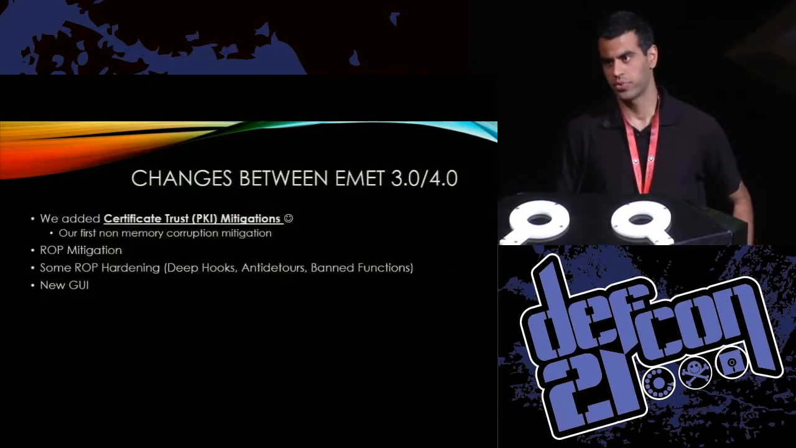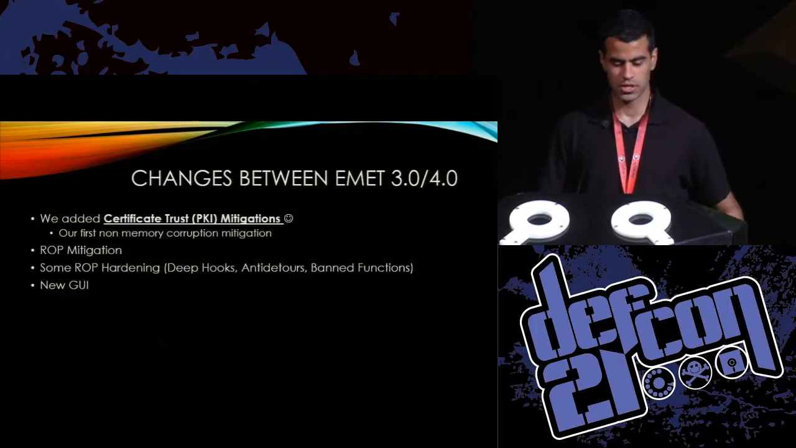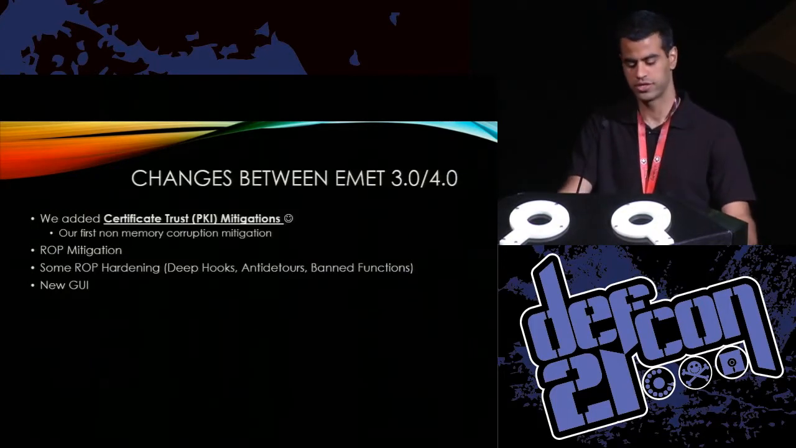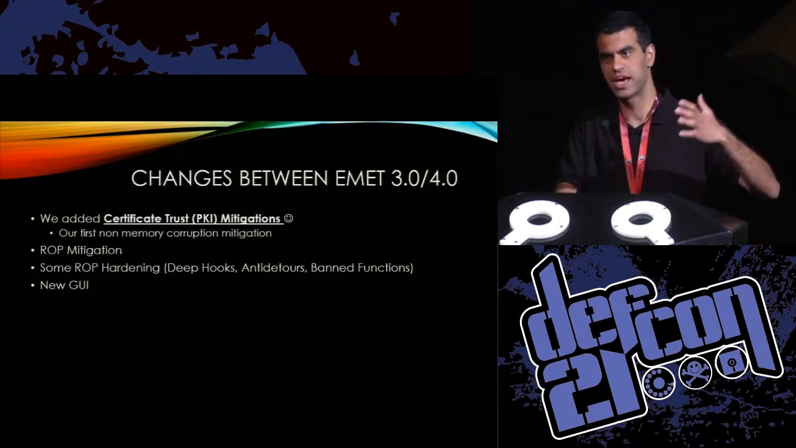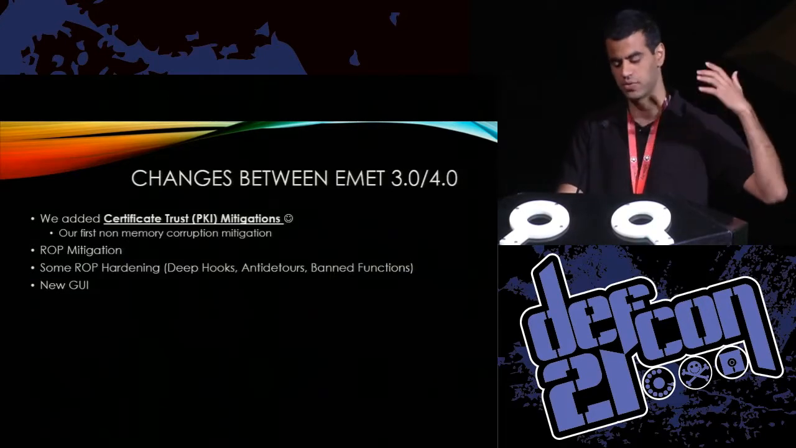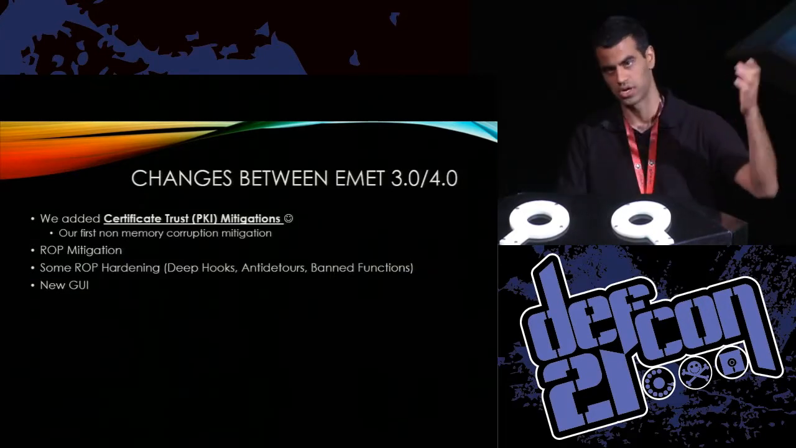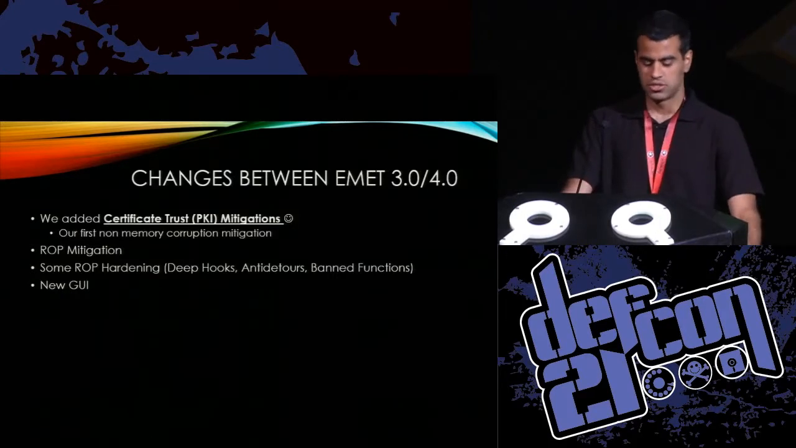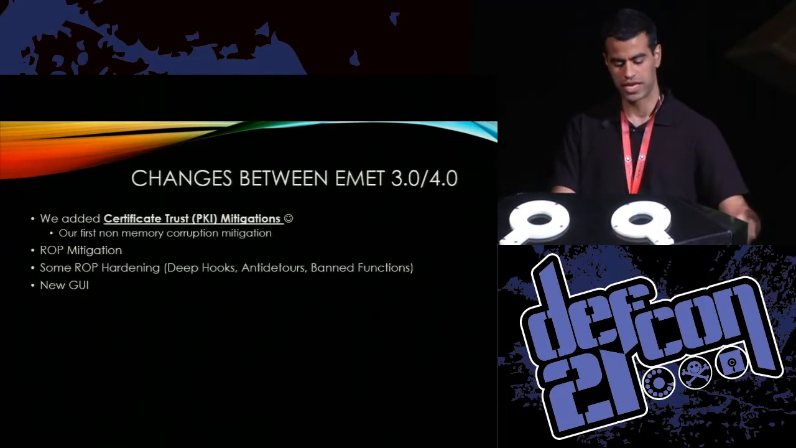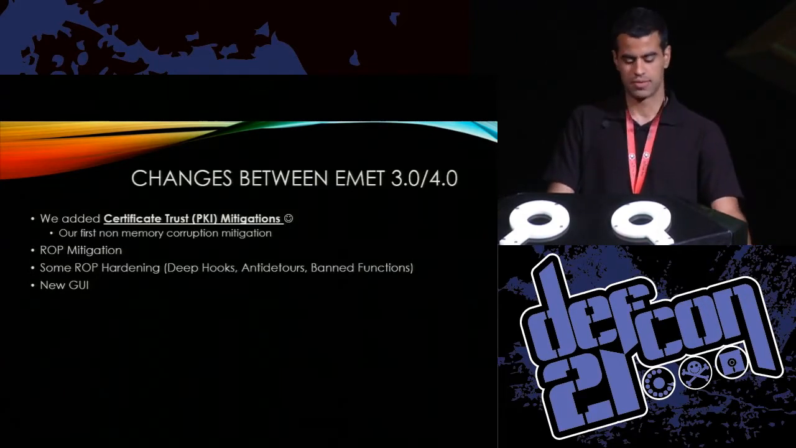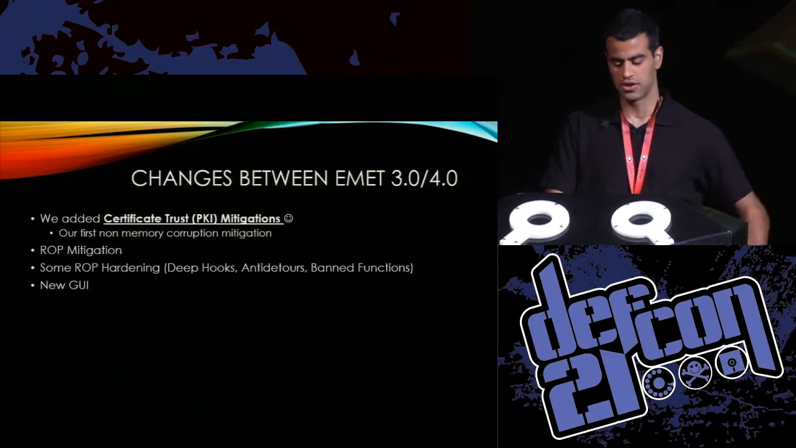Some changes between EMET 3.0 and 4.0. First of all, we added the certificate trust PKI mitigation. A lot of talks this year at Defcon have been about man in the middle and abusing PKI. I'm not saying that PKI itself is bad, but sometimes it can be weakly or badly implemented, like if you use short keys for your roots. So that was a mitigation we added for that. We added a mitigation for ROP exploits and some hardening for those ROP mitigations, and a new user interface so you can have skins and cool stuff like that.